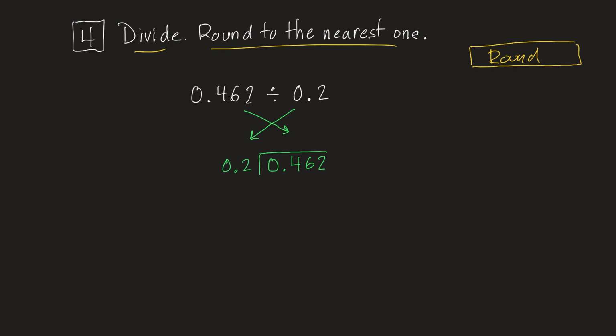Next step, get rid of your decimal points. Move it to the end and it's gone. Rewrite. I moved it one place here. I'll move it one place here. So now I have 0.462. Now wait a second. When was the last time you had a whole number with a 0 in front of it? Well, let's not do it yet.